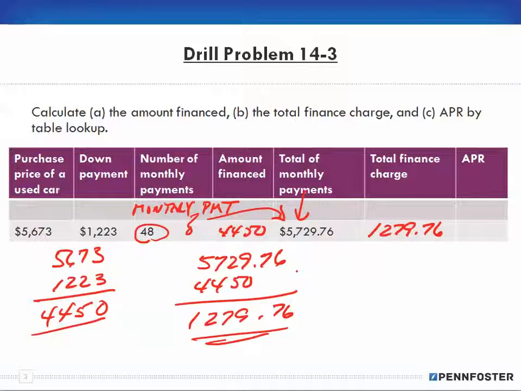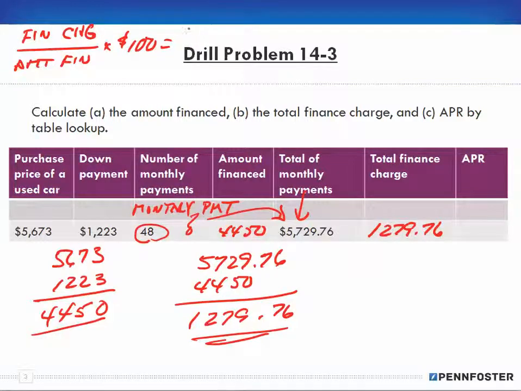All right, simple enough. Now it's asking us C, the APR by table lookup. Okay, and as you recall, the formula is the finance charge over the amount financed times $100 will give you an APR. Well, it'll give you a factor, I should say.